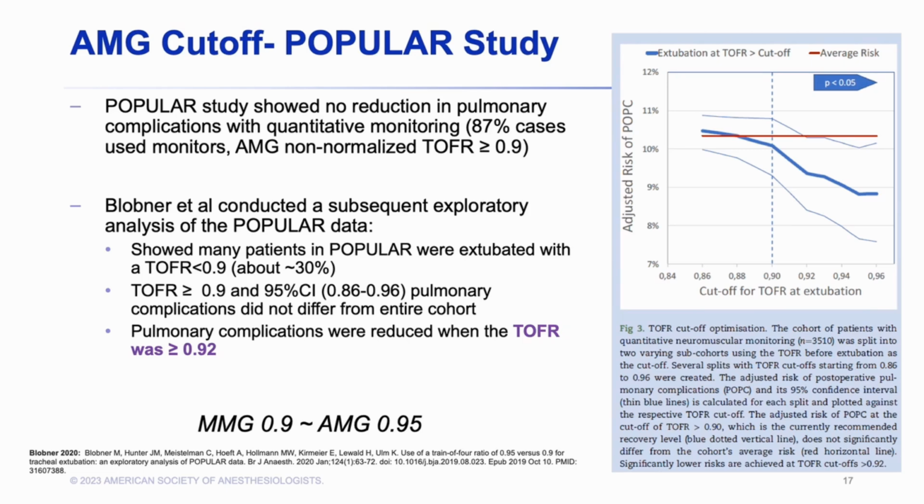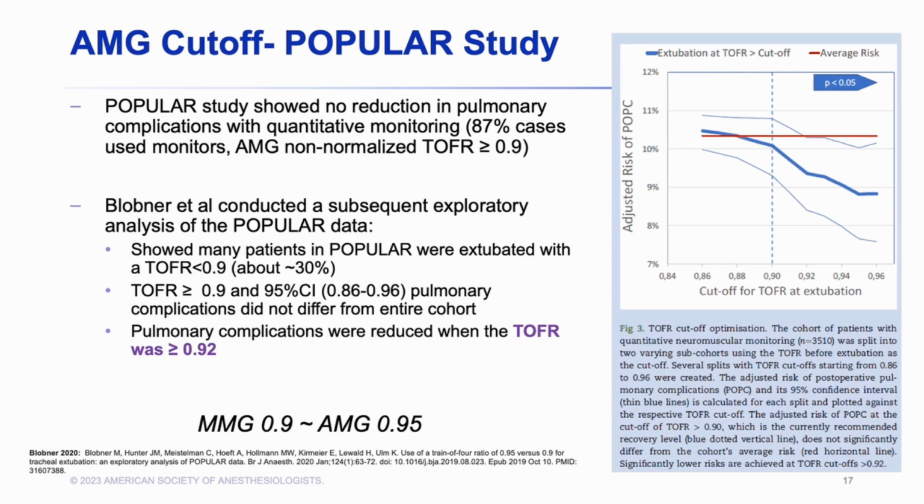But then Blobner did a reevaluation and said, okay, the neuromuscular blockade community is not too happy about this result. Let's see if there's something going on. Maybe it was the cutoff. Maybe we shouldn't have been using 0.9 for these non-normalized AMG values. And so he started looking at that. And there's some interesting things about this. First of all, that first bullet point there, when they looked at this, they showed that many of the patients in the POPULAR study were actually extubated with a transfer ratio less than 0.9.